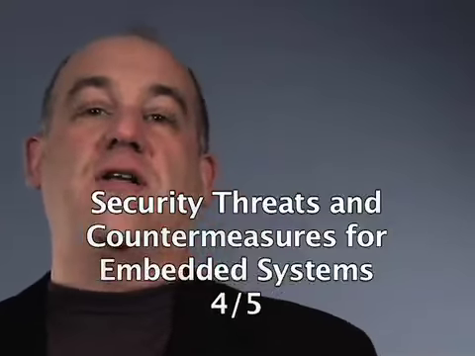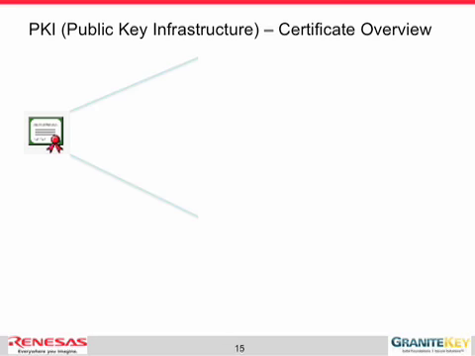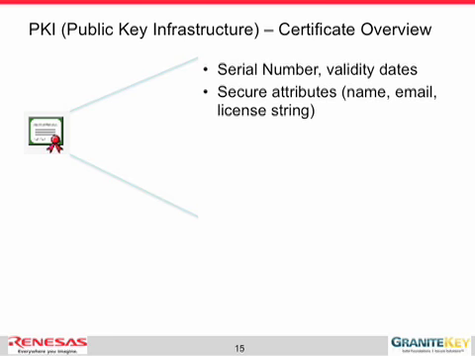So now we're going to go into some more detail about what's inside a certificate. PKI stands for Public Key Infrastructure and is actually a companion technology to asymmetrical or public key encryption. One of the things that's in there is a serial number. Every certificate has a unique serial number and validity dates. There's also some secure attributes, and an example of one would be the email address. The idea is a certificate will not be issued to you if your email address is not valid.